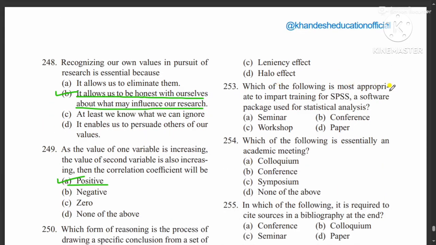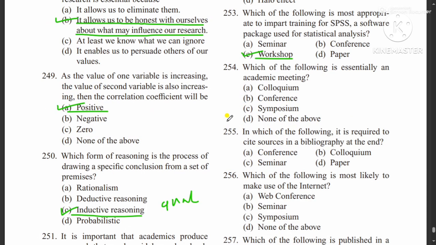Next, which of the following is most appropriate to impart training for SPSS software package used for statistical analysis? That's a workshop. Next, which of the following is essentially an academic meeting? So option is correct. Colloquium.